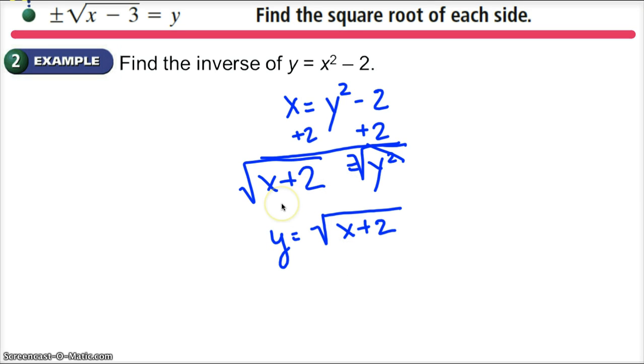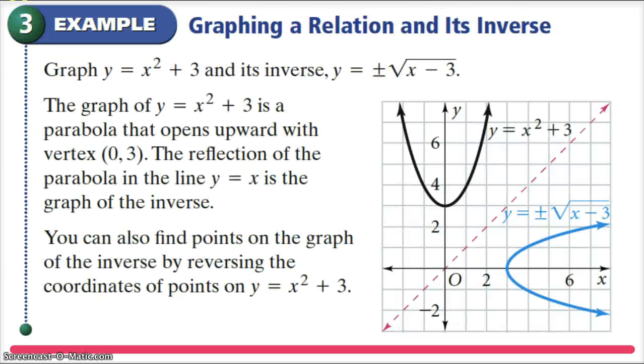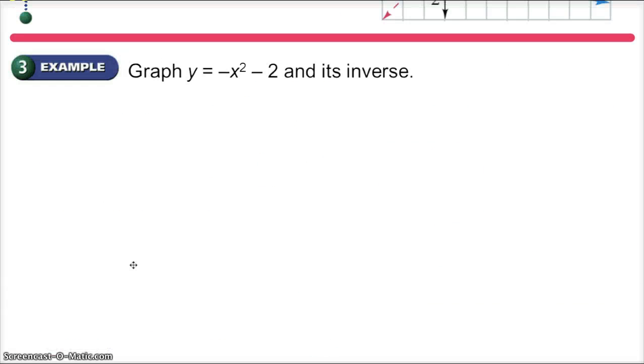To build onto the next equation, what can we not have underneath the radical in order for this to have a real solution? We can't have a negative. Good. So we cannot have anything less than -2 underneath this radical in order for it to work, right? Let's take a look at example 3. Graphing a relation and its inverse. Fortunately, we've just done that. Isn't that cool? Okay, so graph y equals -x squared minus 2 and its inverse.